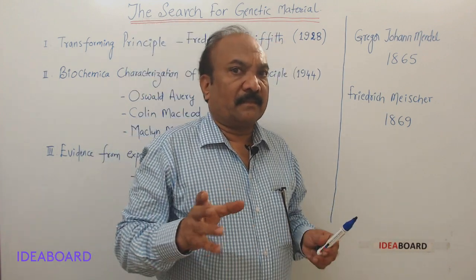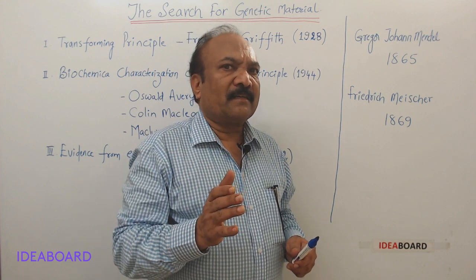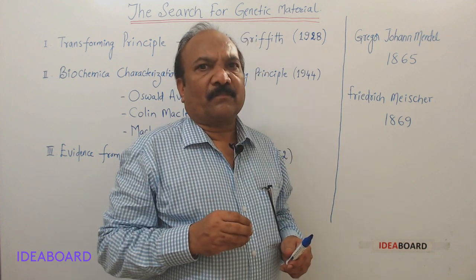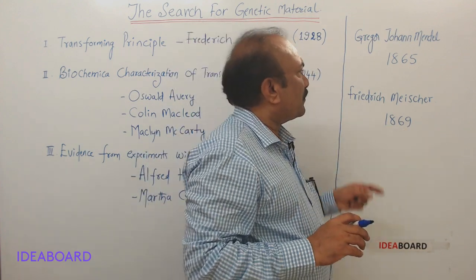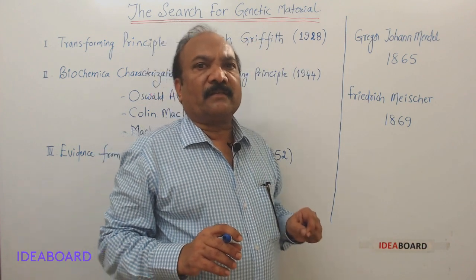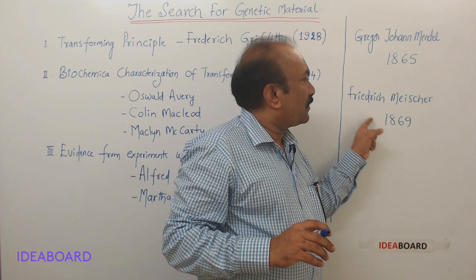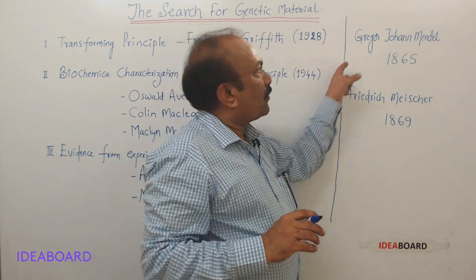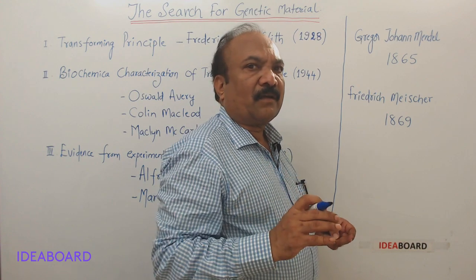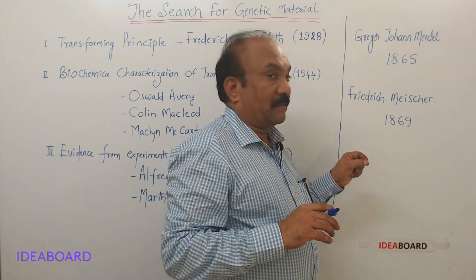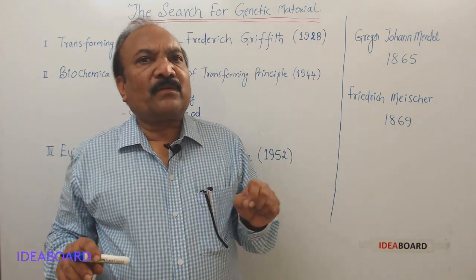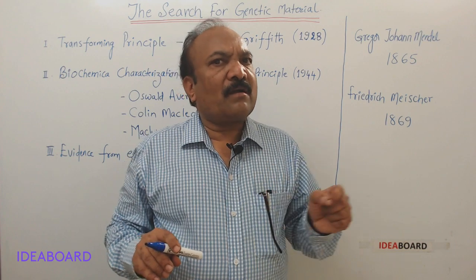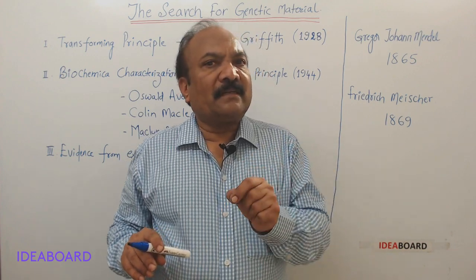He stated that the characters from parents will be transferred to the children in the form of factors. And in the year 1869, Friedrich Miescher discovered the nucleic acids. Both these events took place almost at the same time. But DNA was not proved as genetic material at that time, and it took a very long period to prove DNA as genetic material.